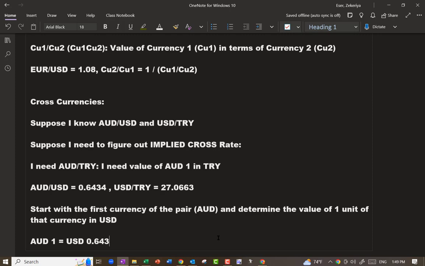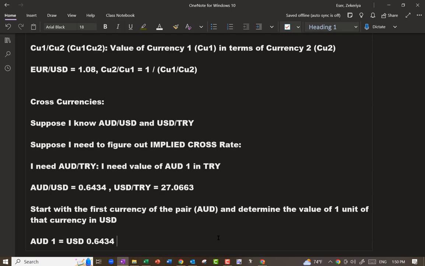So if I give Nico $1 Australian, it's gonna give me 0.6434 US dollars. Now, the idea behind an exchange rate like AUD/TRY: if I give Nico $1 Australian, how many Turkish liras does he need to give me back? Okay, that's the exchange rate. But we're assuming there is no market for that direct cross rate, so we're gonna basically do this instead of this.